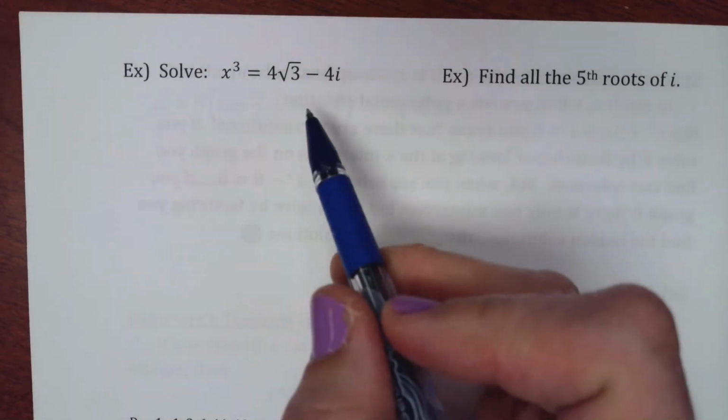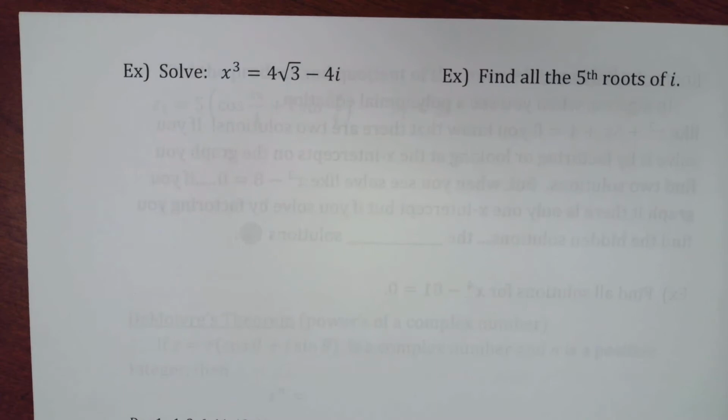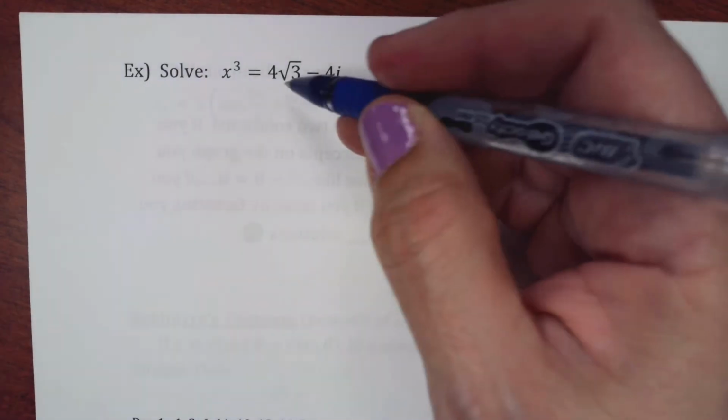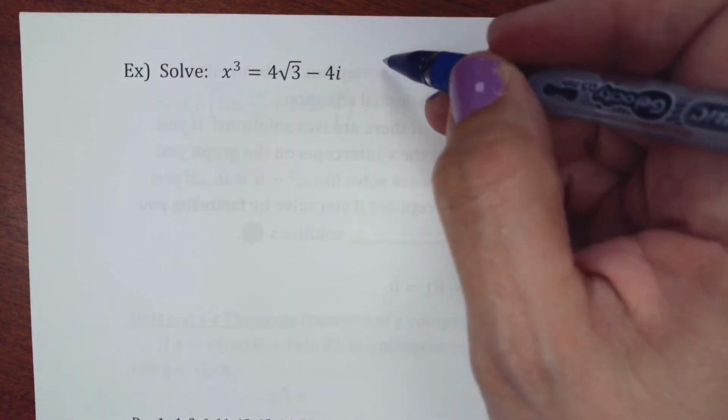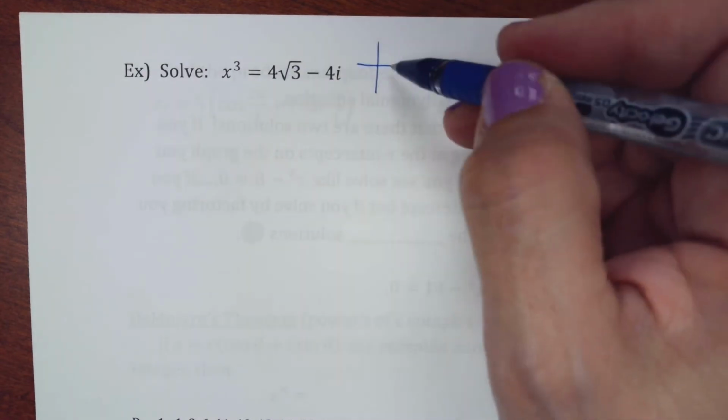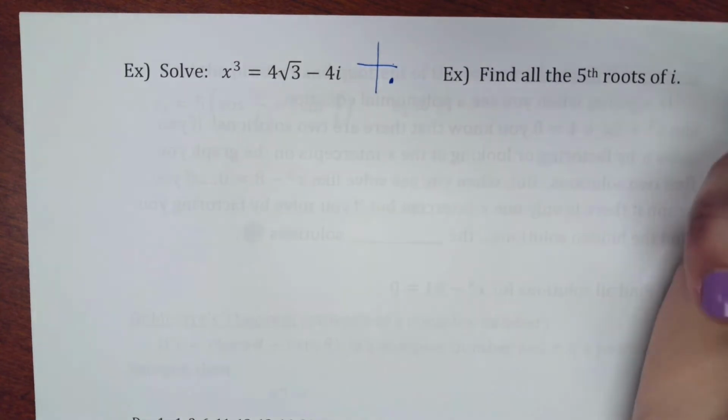Alright, so in the last problem, we were finding all the solutions to x to the fourth minus 81 equals 0. So this one here is the same scenario. It's already solved for x for me. So remember, our first job, we had to find r and theta for what's going on here. So if I graph that complex number, it's over and down, so it's in the fourth quadrant.